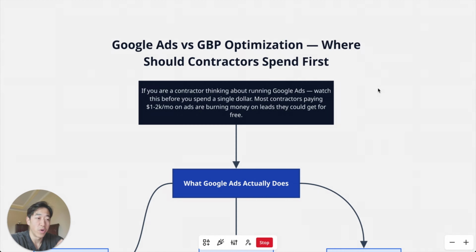First off, I want to cover Google Ads versus Google Business Profile Optimization. If you're a contractor thinking about running Google Ads, or you're already running Google Ads, you need to watch this before you spend a single dollar. Most contractors are paying 1K to 5K per month, burning money on leads they could get for free.